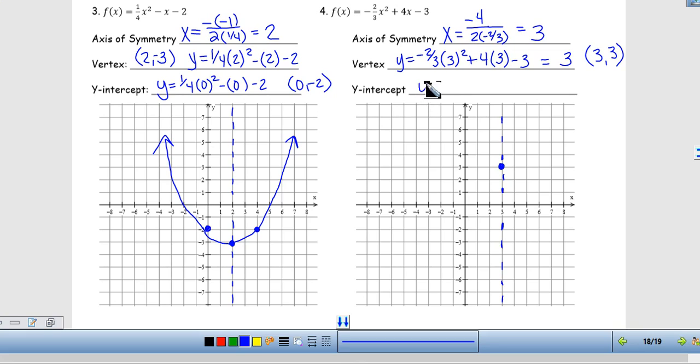Let's plug a 0 in for every x. I've got -2/3, 0 squared, plus 4 times 0, minus 3. These are going to go away, leaving just -3. So my y-intercept is at 0, -3. That would be here. Remember, there's going to be a mirror image point on the right-hand side. Make sure you count your units if you need to. The one on the left is 3 units away from the axis of symmetry, so the one on the right will also be. Go ahead and sketch your parabola, and now you're done.